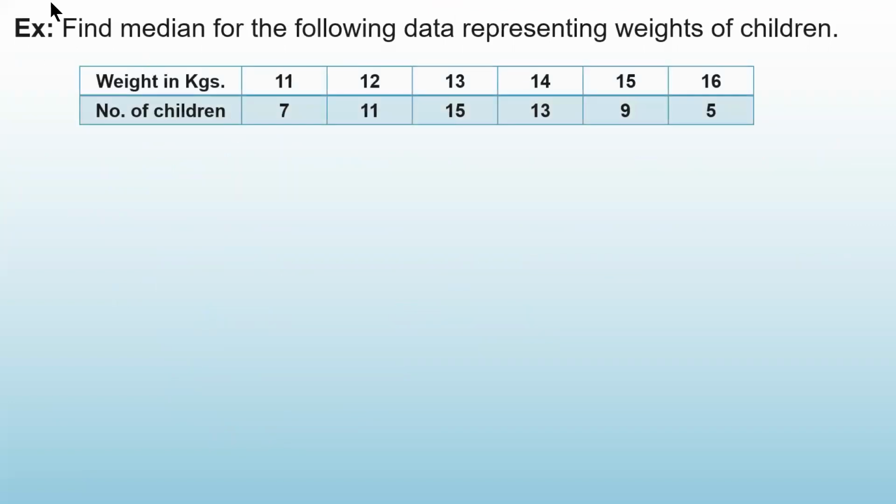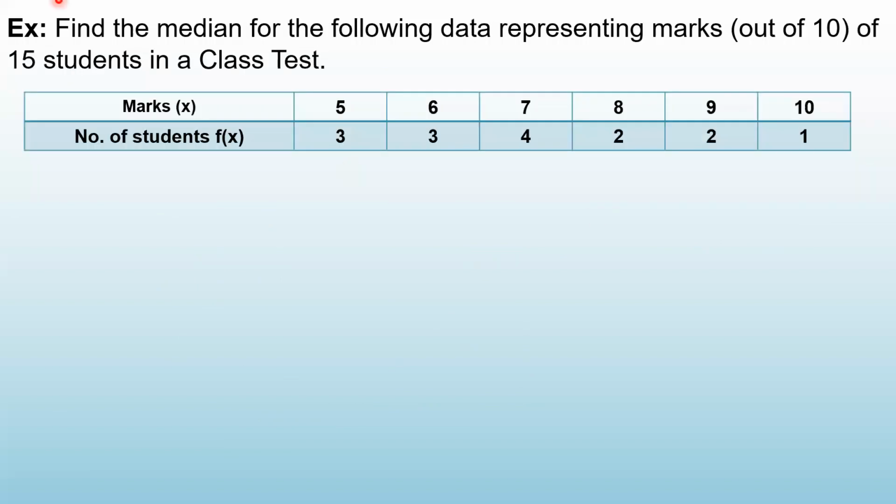Look at it. Find the median for the following data representing marks out of 10 of 15 students in a class test. So this is the data of marks of 15 students and the marks are out of 10. What are the values marks is taking? 5, 6, 7, 8, 9 and 10. And how many students with that mark? That means the second row is representing the frequency.